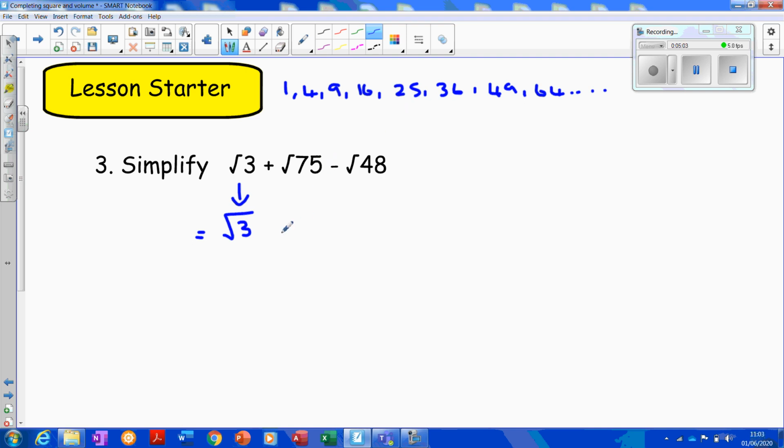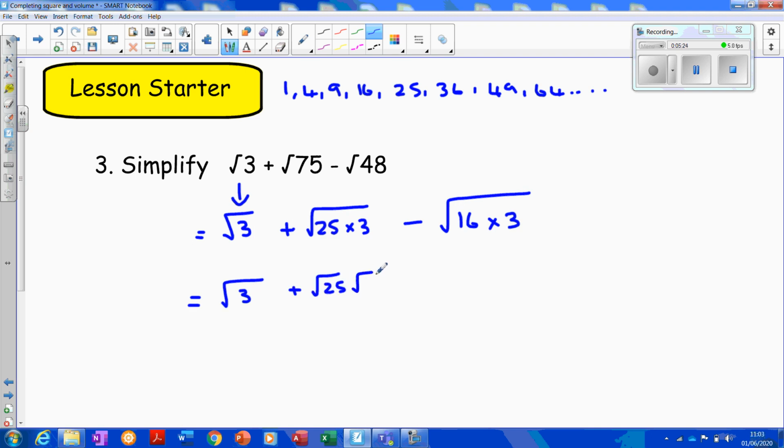25. So that's going to be the square root of 25 times 3. And then I've got to take away the square root of 48. What's the biggest number that divides into 48? It's 3 lots of 16. Okay, so now we can continue that down. That would become the square root of 25 times the square root of 3. That will become the square root of 16 times the square root of 3.